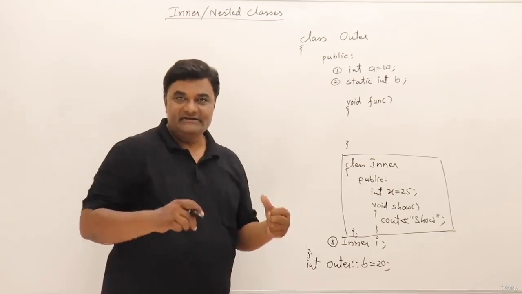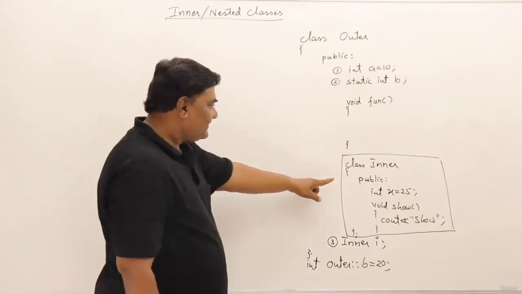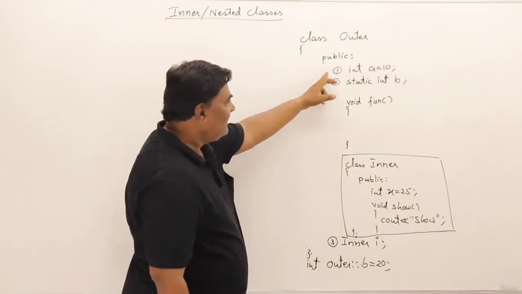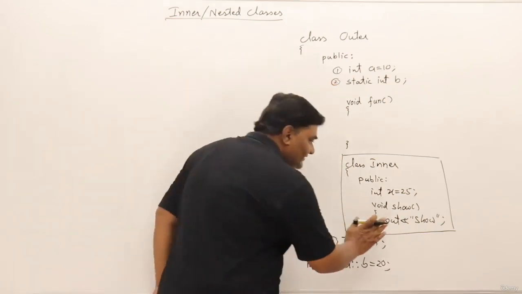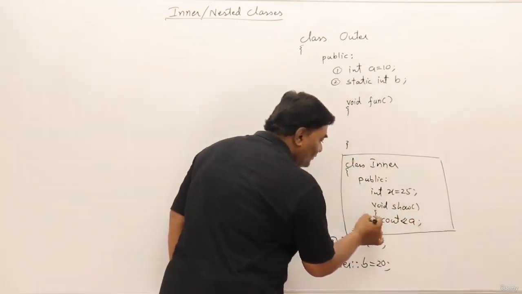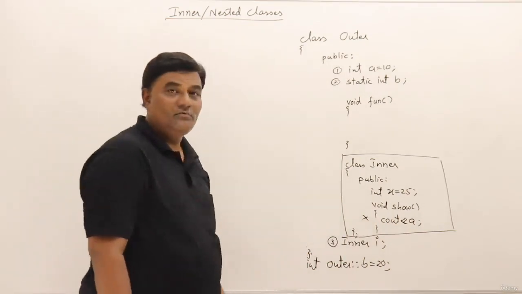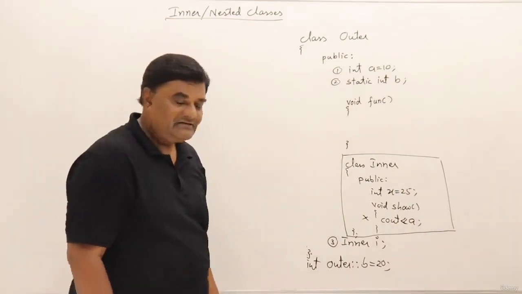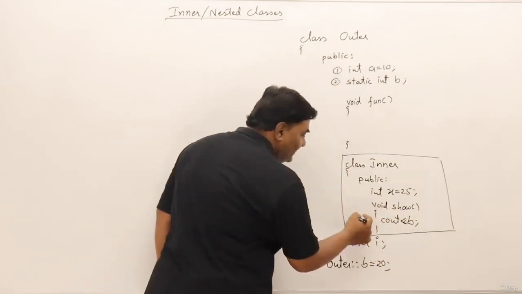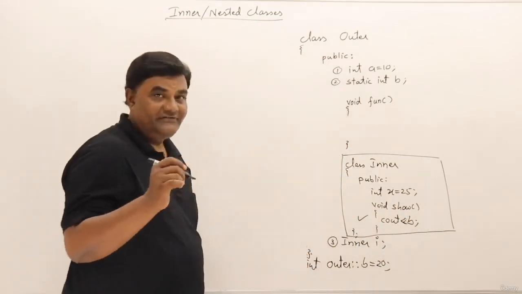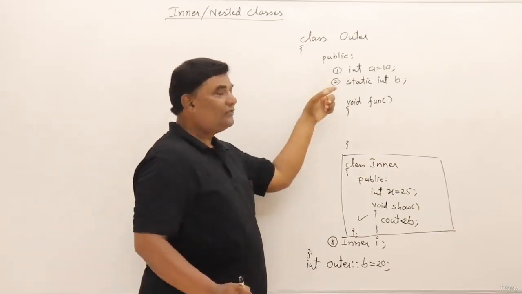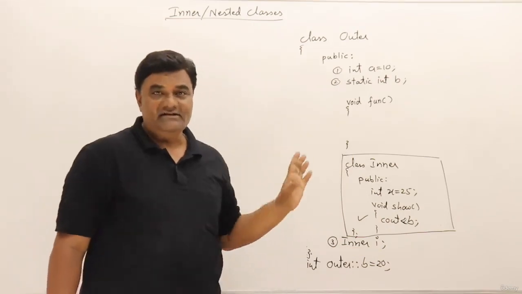Now let us learn a few things. First point. Can the inner class access these members A and B here? So in cout, can I say display A? No, it cannot access A. Why? It is a non-static member. Can I access B? Yes, you can access it. So the first point we learn is that an inner class can access the members of the outer class if they are static.